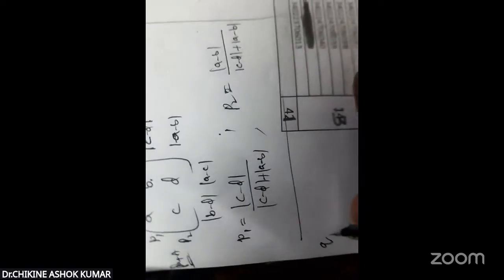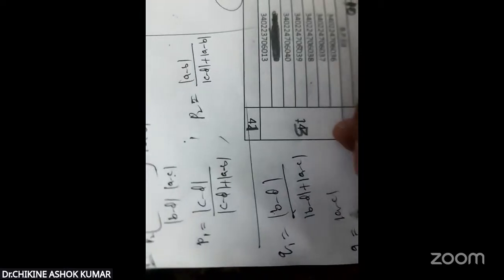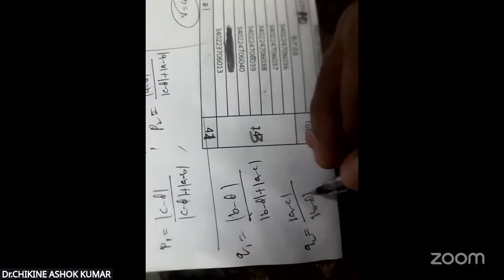Coming to column-wise, Q1 is column-wise. What is column-wise? We have mod of B minus D divided by mod of B minus D plus mod of A minus C. This is the Q1 formula. What about the Q2 formula? This by the sum of this: mod of A minus C divided by mod of B minus D plus mod of A minus C. These are the formulas for obtaining the strategies P1, P2, Q1, Q2.